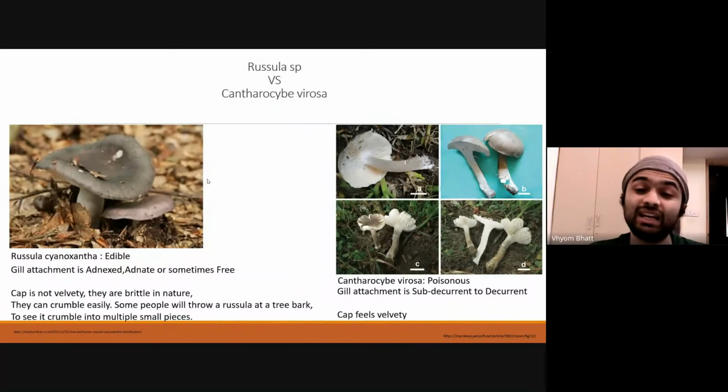Then another mistake is Russula species versus Cantharocybe species. Some Russulas are edible. One way to figure it out is the gill attachment. You have to check the underside, where Russulas will have adnate to sometimes free gills, whereas Cantharocybe virosa will have decurrent to subdecurrent gills. Also, the cap texture is velvety. If you find a Russula, you can take one and throw it at tree bark. It feels violent, but it is violent. If it crumbles down, it is a Russula. It is an identification feature for Russula. So you can dedicate one Russula to save yourself.